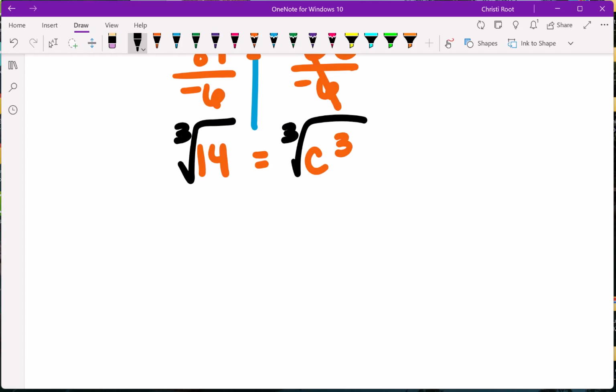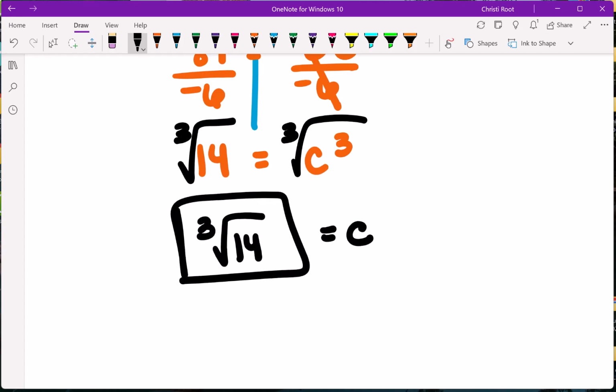Is 14 one of the popular 5? It's not. So I cannot simplify the cube root of 14. So that's going to be my final answer. And that's it.